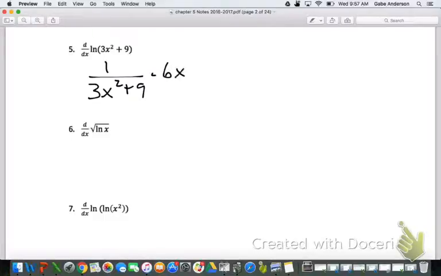Yep. Oh, okay. I was on number 6. I was so confused. Sorry, yeah, we're on number 5. And then, of course, if you wanted to take it one step further, or if you just wanted to write it like this at the start, you could write 6x over 3x squared plus 9.